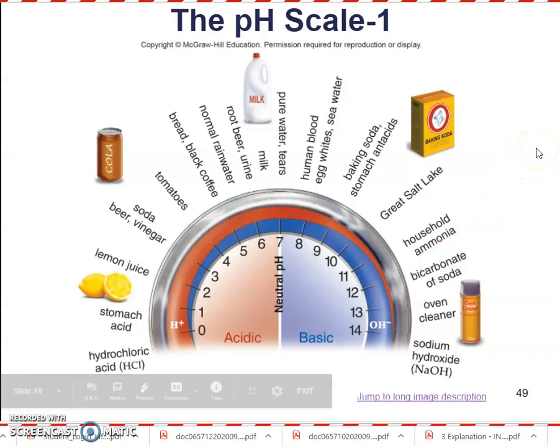Right, we are going to be doing a lab tomorrow in which we look at the pH scale. So please come to school dressed in jeans and closed-toed shoes. Also remember to bring a ponytail holder if you have long hair.